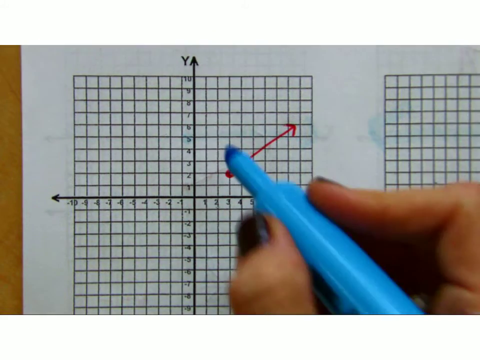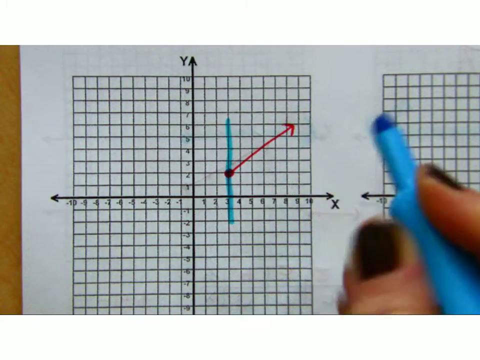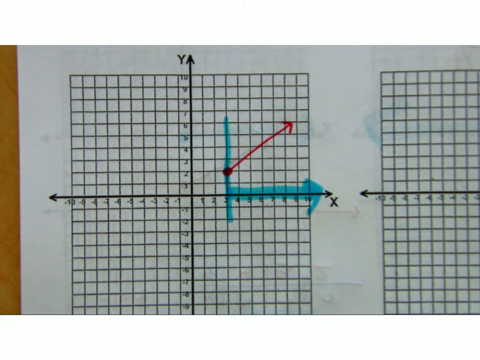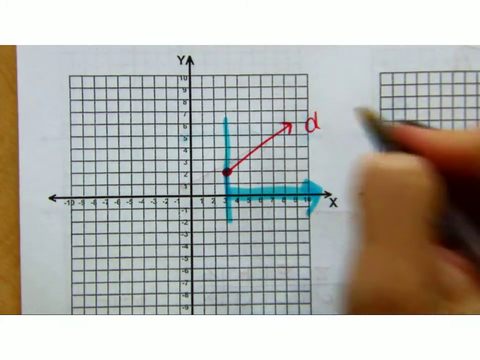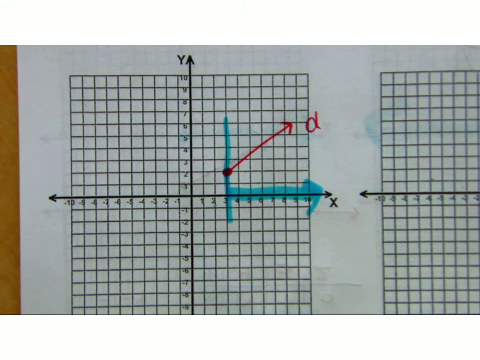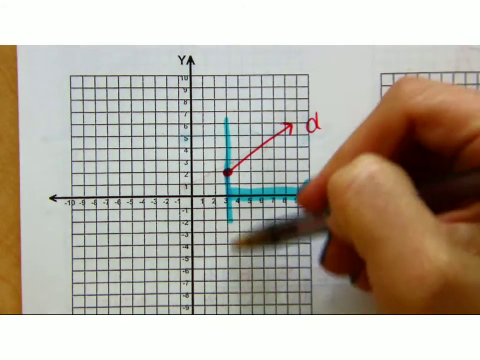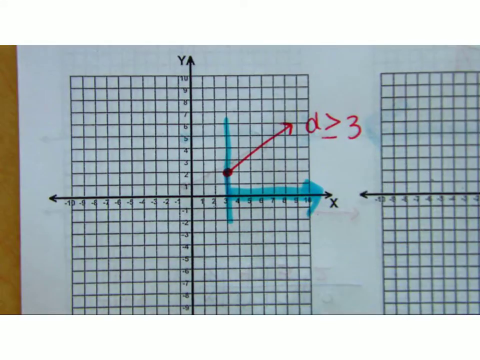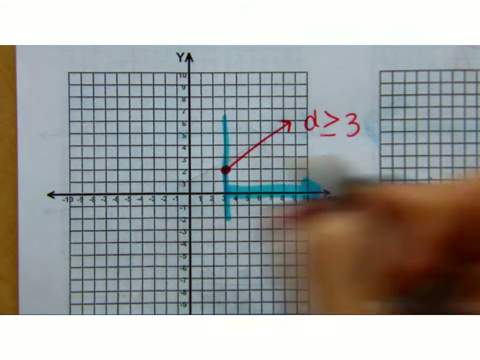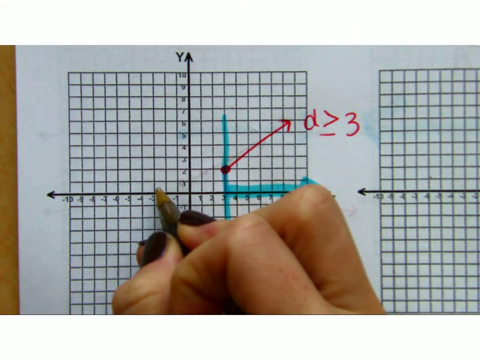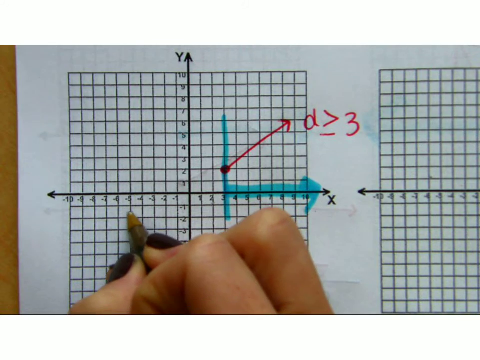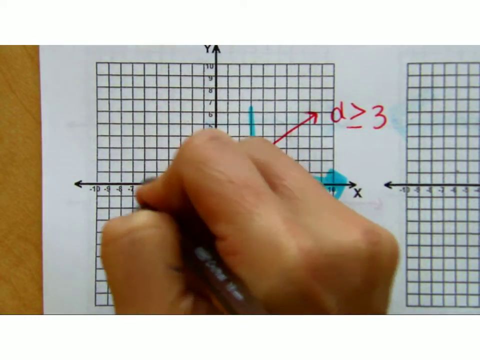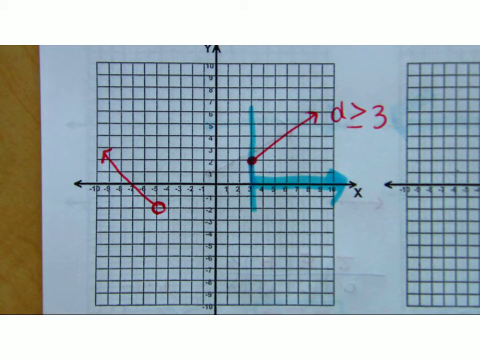Domain means x value. It can only exist to the right of that number. This domain is what? It can't just be 3, because if it's a domain of 3, then my line is straight up and down. Greater than or equal to 3. Okay? Go to this graph. Put a point at -5, -2. Make a line going in this direction.